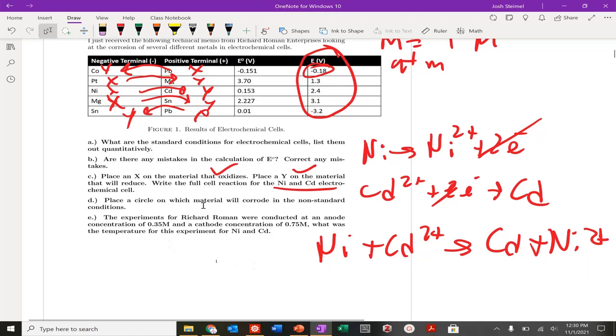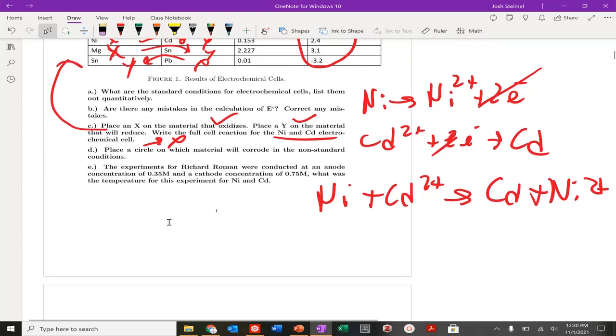Place a circle on the material that will corrode in the non-standard conditions. You can answer it either way for these reactions. Again, that's the same thing for your X's. The X's are going to be the ones that corrode. So circle corresponds to X in the non-standard conditions. You could also answer this question for the standard conditions as well. Again, we're looking at the same values.